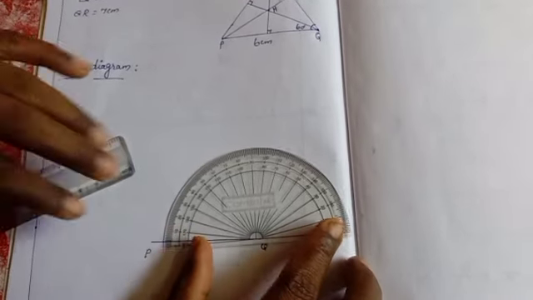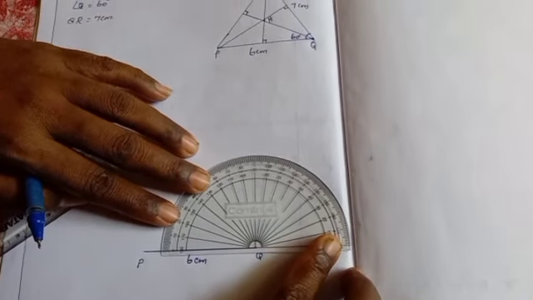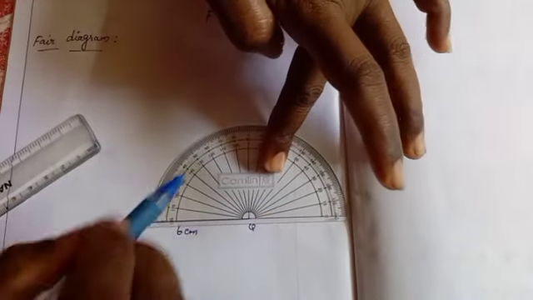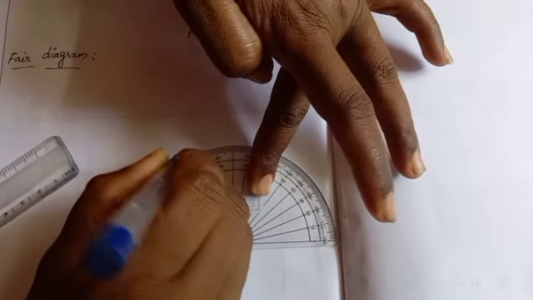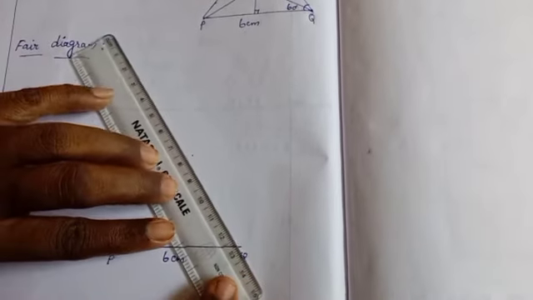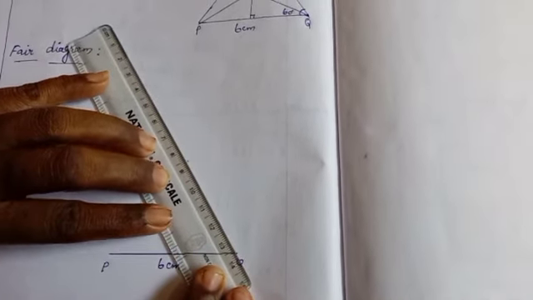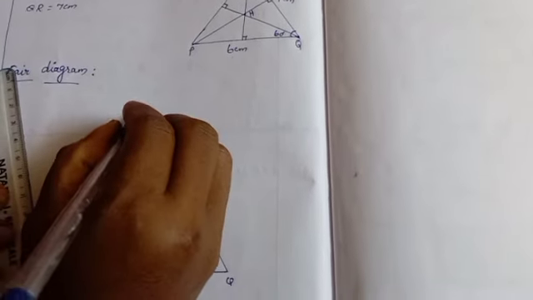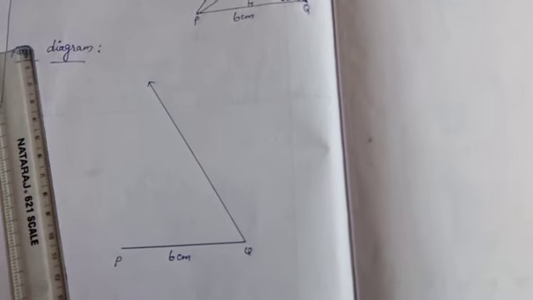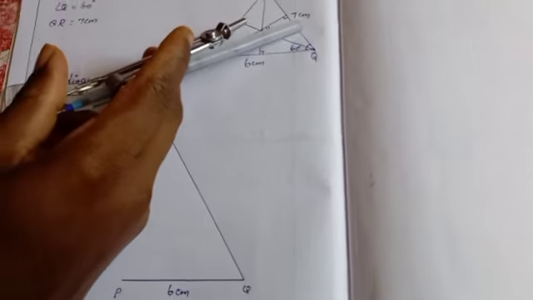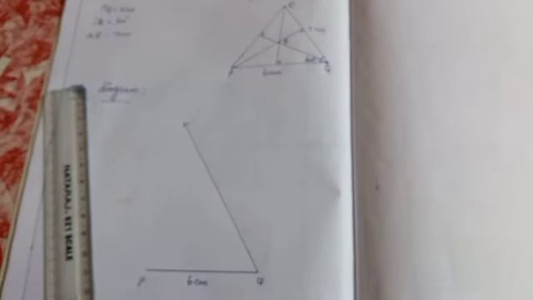Keep the protractor midpoint on the point Q and measure 60 degrees. 60 degrees is an acute angle. Through this point, you have to draw one ray. You have to extend this line. Then after completing this, you have to measure 7 cm. Here, given QR is equal to 7 cm. You have to measure 7 cm.